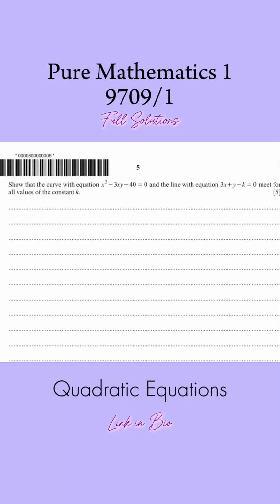You have here the curve with equation x squared minus 3xy minus 40 equals 0. We have to show that the curve and the line with equation 3x plus y plus k equals 0 meet for all values of the constant k. It means that if this is your curve and this is the line, for all values of k, it must be within this range.